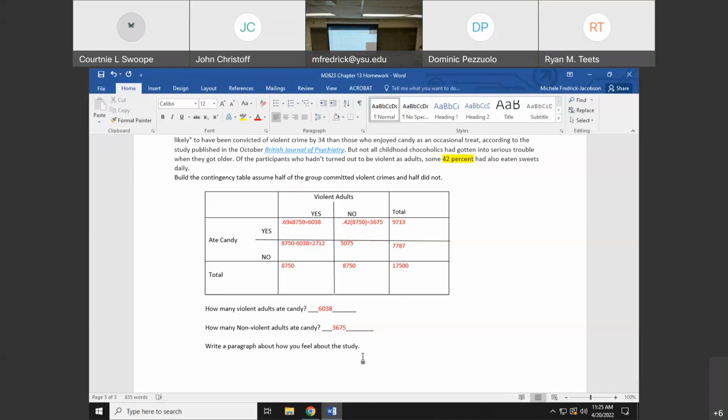69% of violent criminals could get off. But I'm sure they'd have to prove that. How could they prove that they had candy every day as young? Look at the copies. I don't know, but you can look up online. There's a lot more information on this problem.